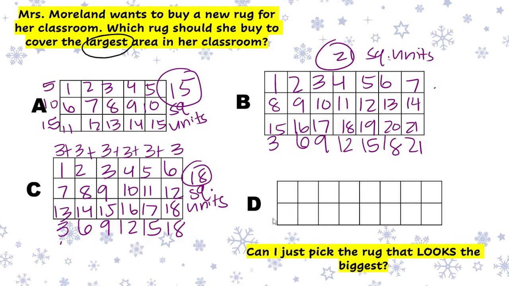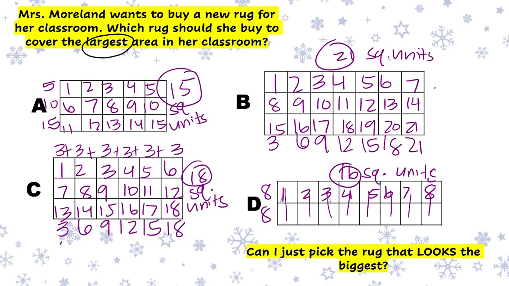So look at D. What could I count that by? Well, I see it's in twos, so I could go 2, 4, 6, 8, 10, 12, 14, 16. And that would let me know that this one is 16 square units. Or I could also count how many is in the row, which is 1, 2, 3, 4, 5, 6, 7, 8. And because I know I have 2 rows of 8, and 8 plus 8 is 16.